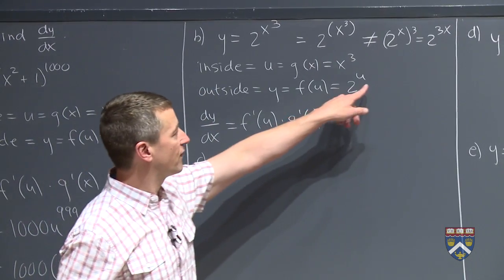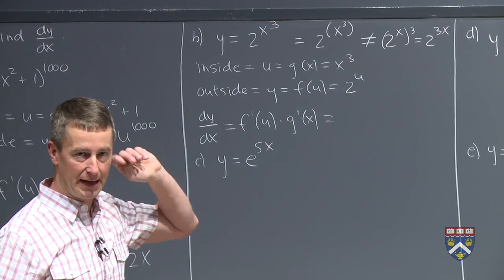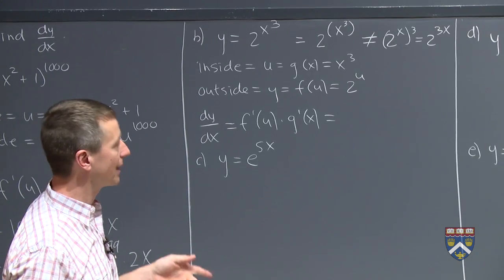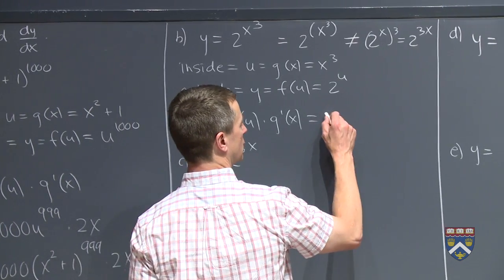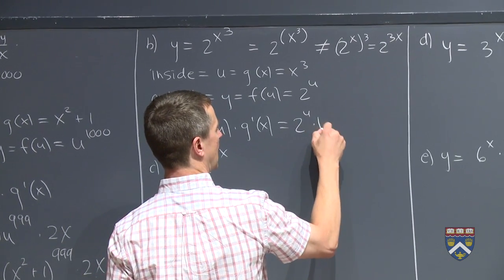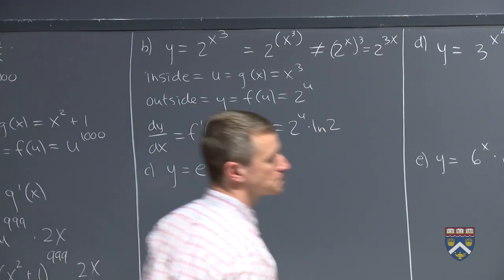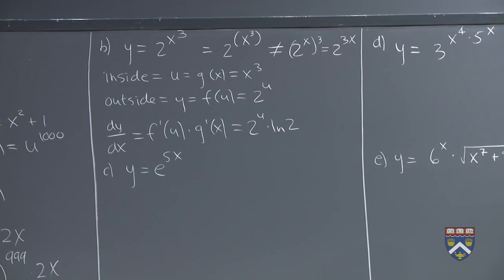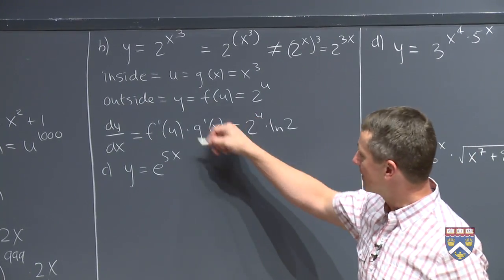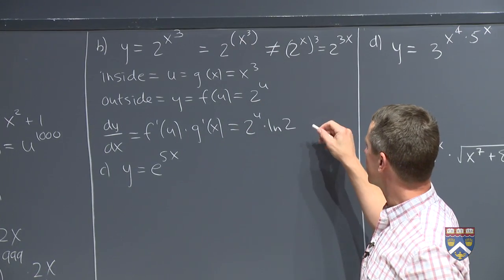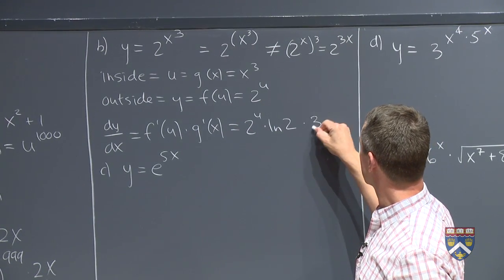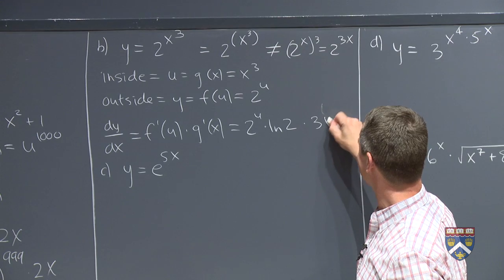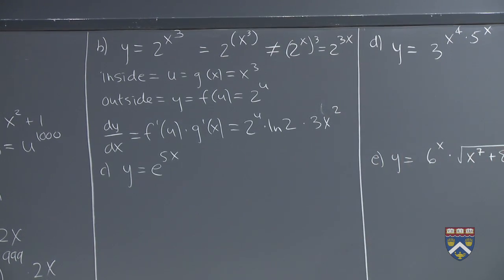So the derivative of f of u, we've got an exponential function, so we have to remember to use our exponential rule. So that's 2 to the u times ln 2. But the chain rule says you're not done yet. Chain rule says you're supposed to multiply by the derivative of the inside, so the derivative of x cubed, which is 3x squared.